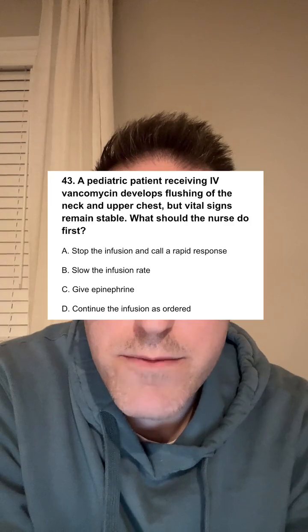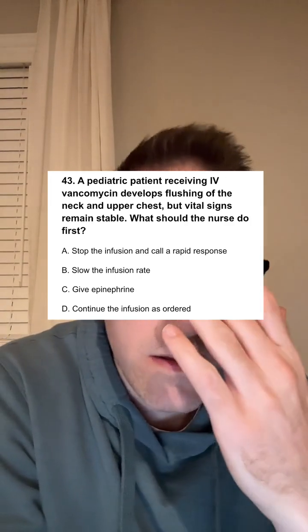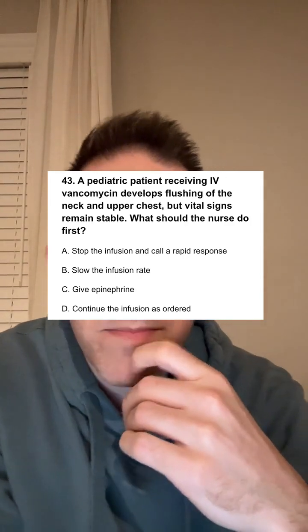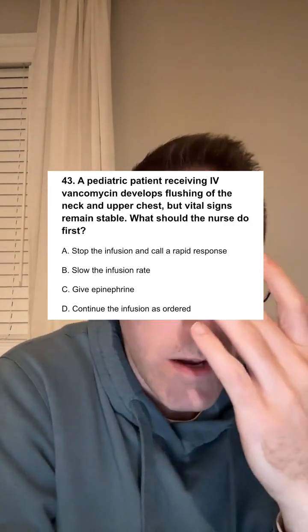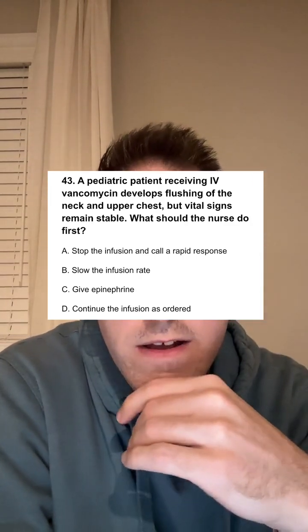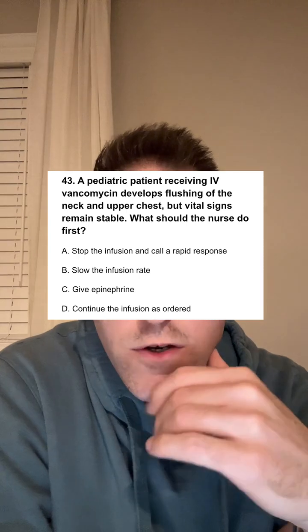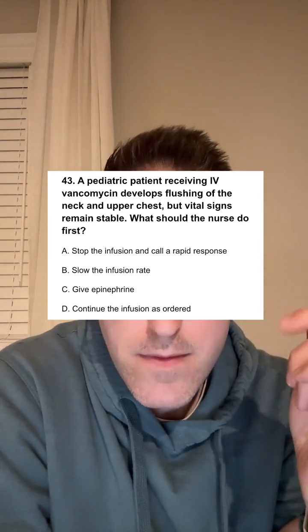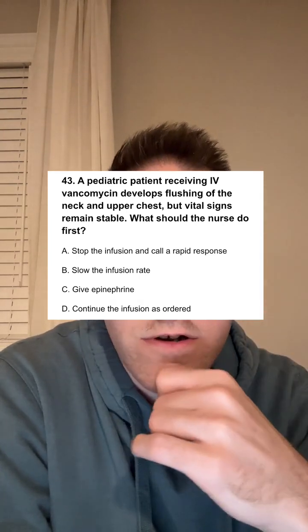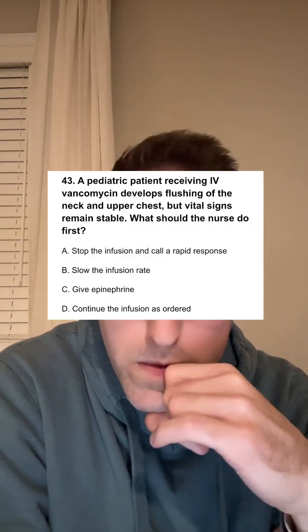All right. 43. A pediatric patient receiving IV vanc develops flushing of the neck and upper chest, but vital signs remain stable. What should the nurse do first?